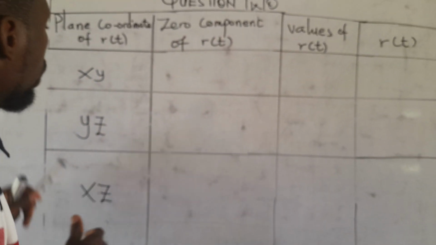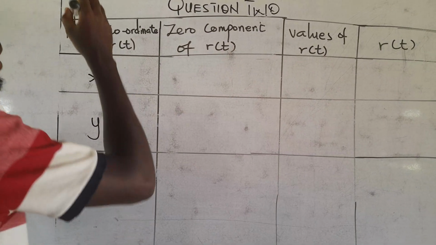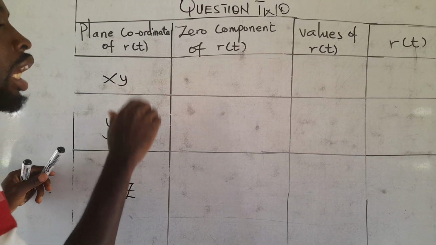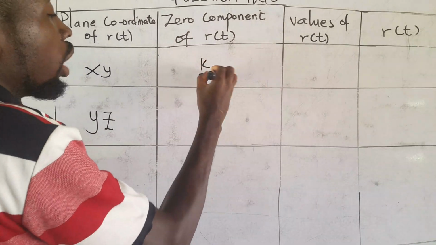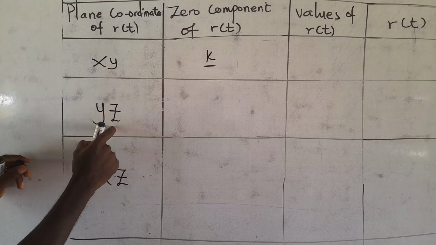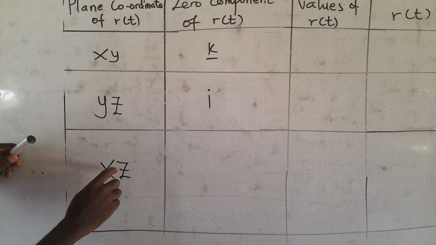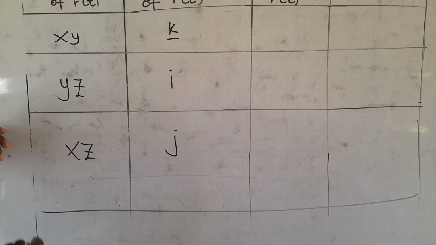Now the zero component means which direction is missing here. You can see that if the i is for the x direction and the j is for the y direction, the z is missing and that is for the k direction. So the k is missing here. Then here x is missing, that means the i direction. Then this, the y is missing, that means it's the j direction.